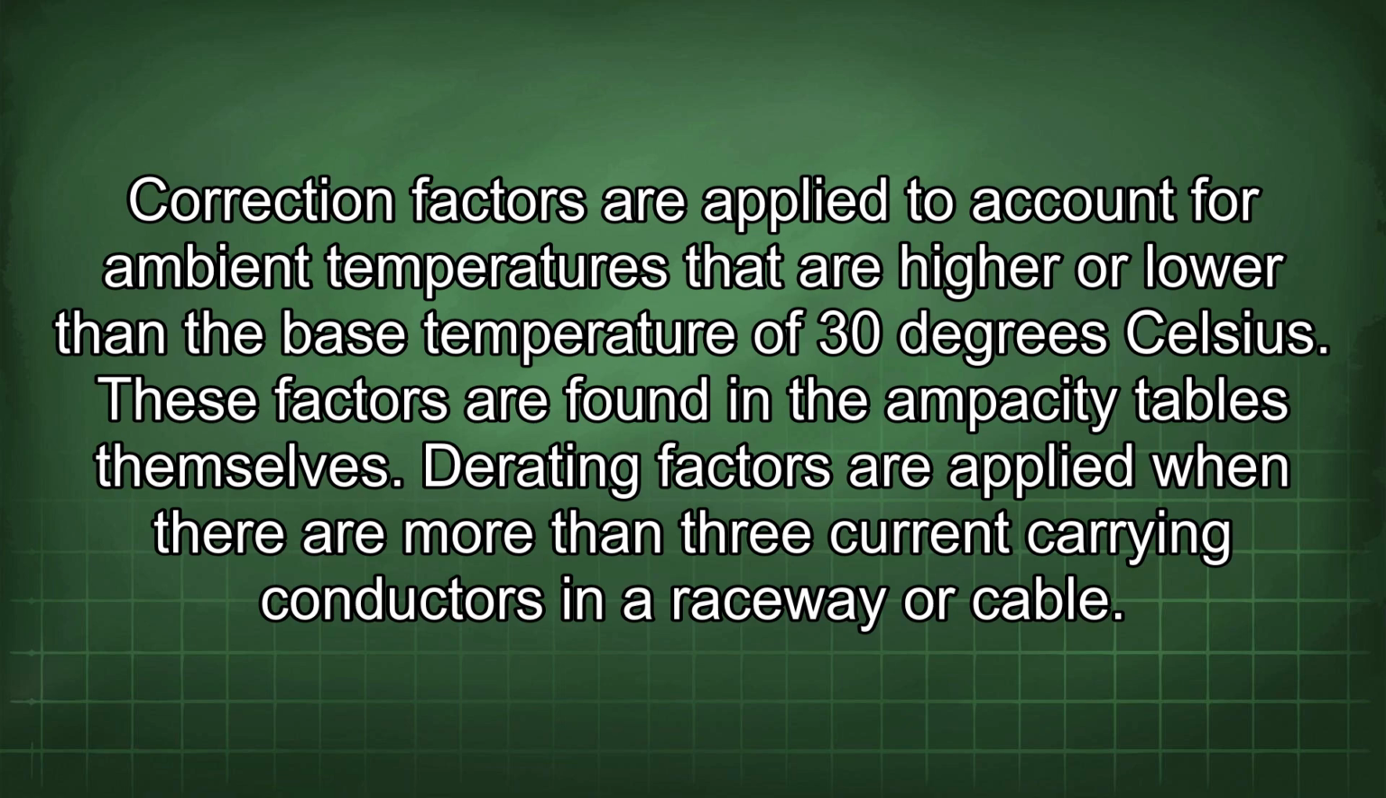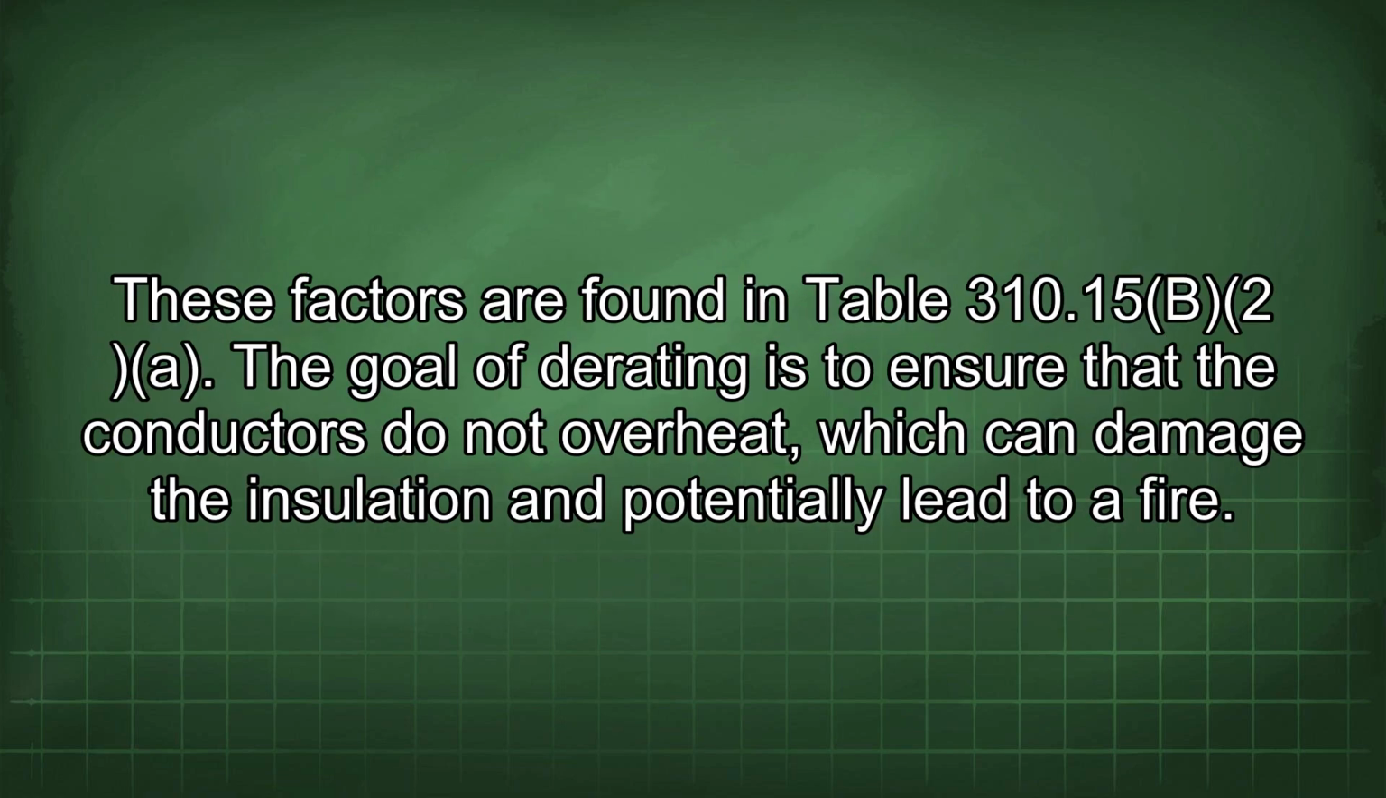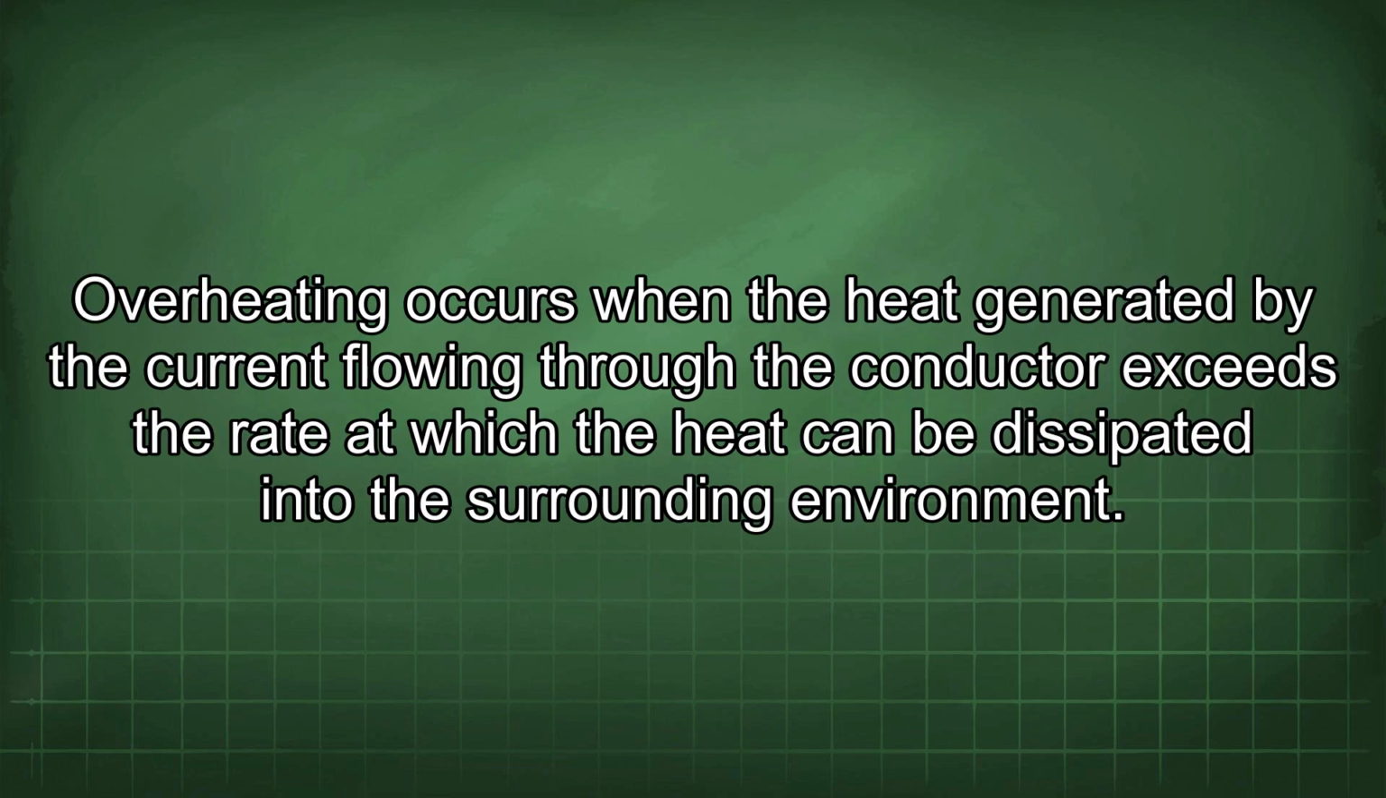Derating factors are applied when there are more than 3 current-carrying conductors in a raceway or cable. These factors are found in Table 310.15(B)(2). The goal of derating is to ensure that the conductors do not overheat, which can damage the insulation and potentially lead to a fire. Overheating occurs when the heat generated by the current flowing through the conductor exceeds the rate at which the heat can be dissipated into the surrounding environment.